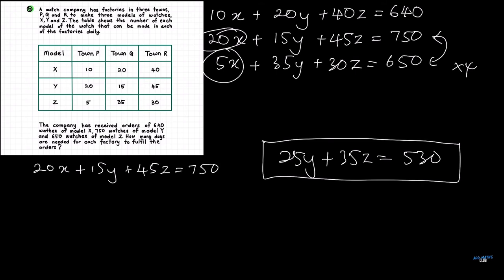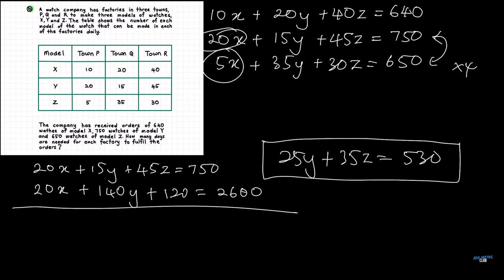Okay, no problem. But equation 3 saya kena darab dengan 4, which will make it 20x plus 35 times by 4 will be 140y plus 30 times by 4, 120 equals to 650 times by 4, 2600. So now I minus, sama, saya boleh tolak.